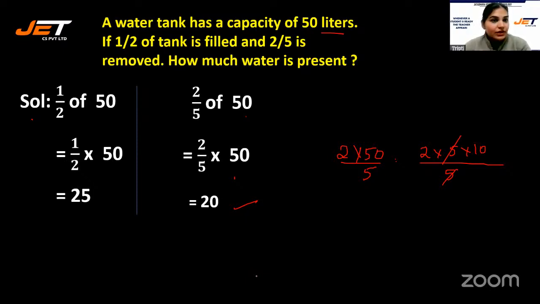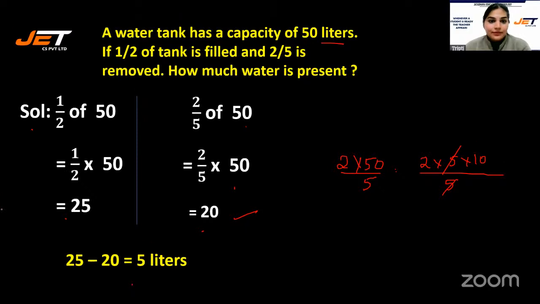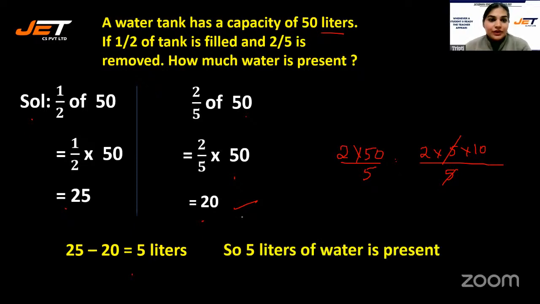So 25 liters of water. So 25 minus 20 is 5 liters. 25 was the remaining water and two-fifths of the tank is removed. So 25 minus 20 is 5 liters. So let's do the next question. So 5 liters of water is present.